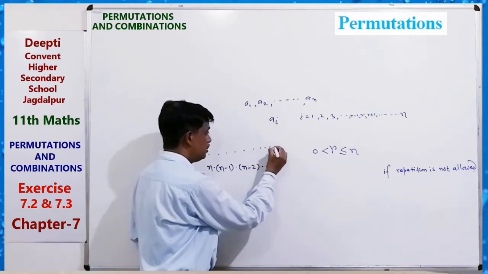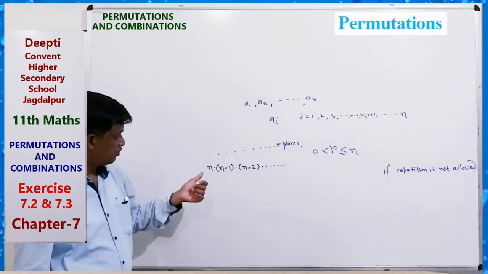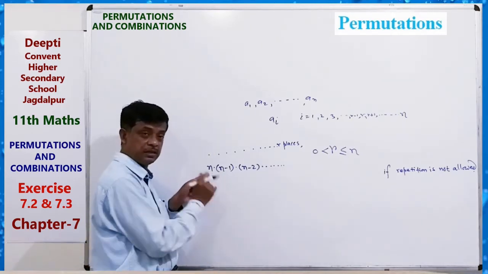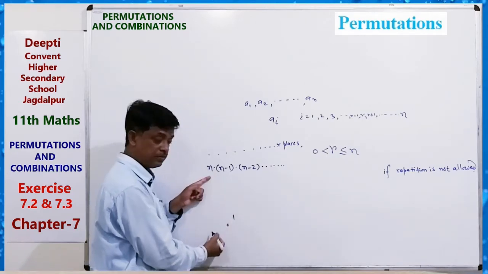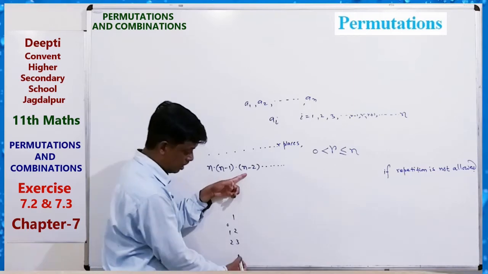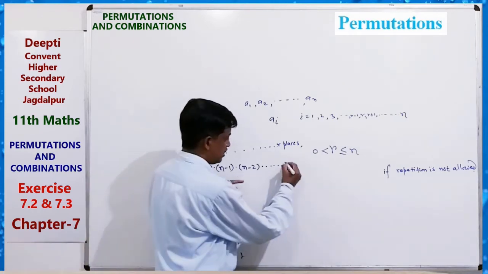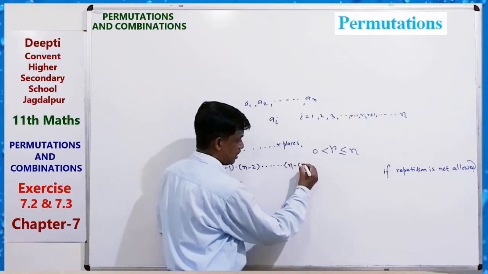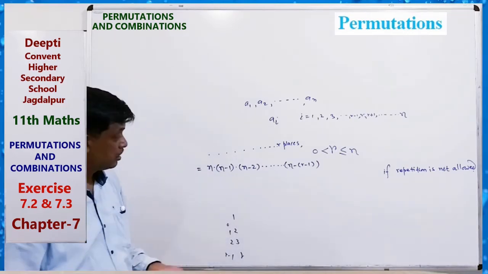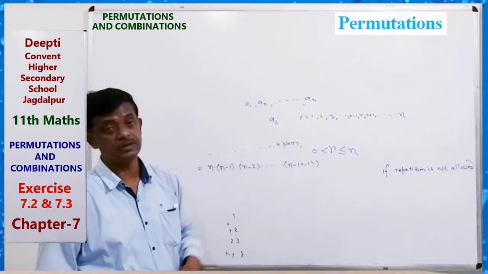Similarly, how many places are there? R places. So first place, second place, third place up to R place. In first place n minus 0, second place n minus 1, third place n minus 2, rth place n minus (r minus 1). Clear? So this product gives the number of ways in which we can select r objects from n distinct objects when repetition is not allowed.